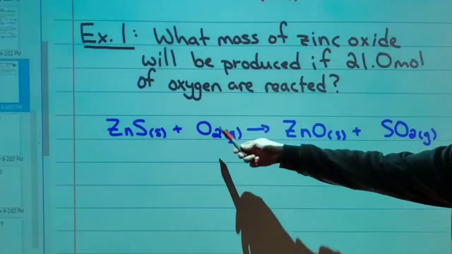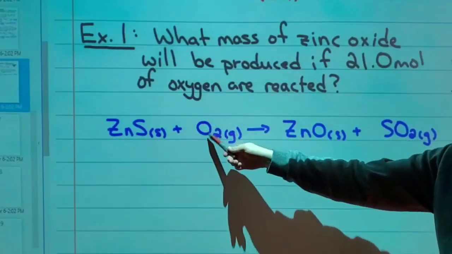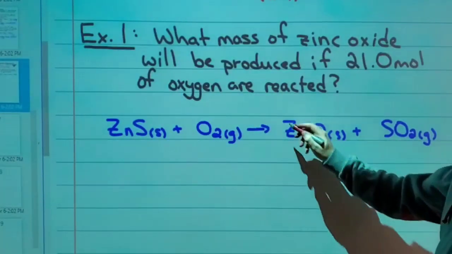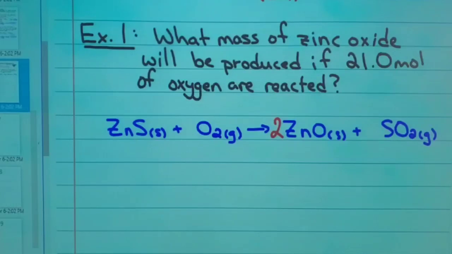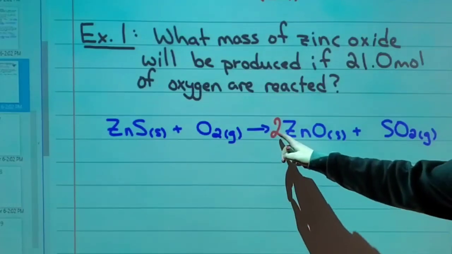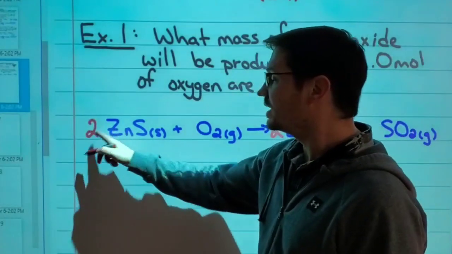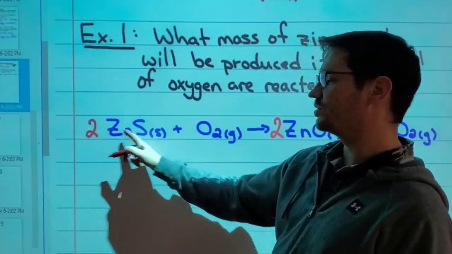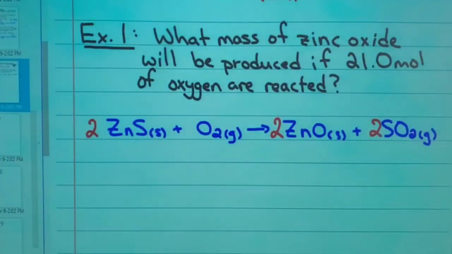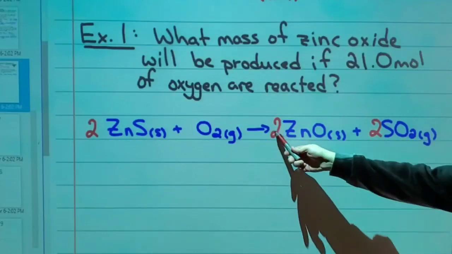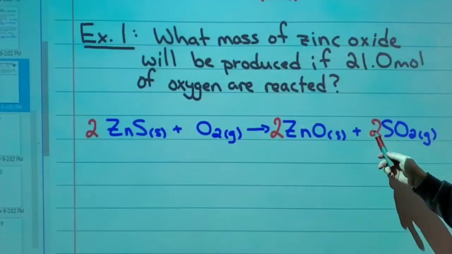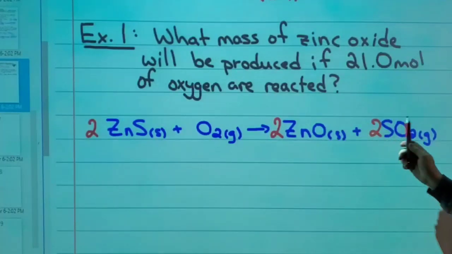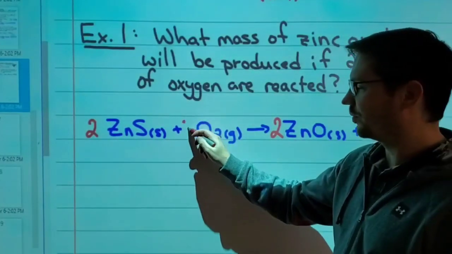We need an even number of oxygens because we have groups of 2. So I'm going to put a 2 in front of here, in front of the odd number of oxygens. Because we did that, we need 2 zincs. Because we did that, we need 2 sulfurs. And so now we've got 2 oxygens, 2 times 1 is 2, plus 2 times 2 is 4. 2 plus 4 is 6, we need a 3 here.